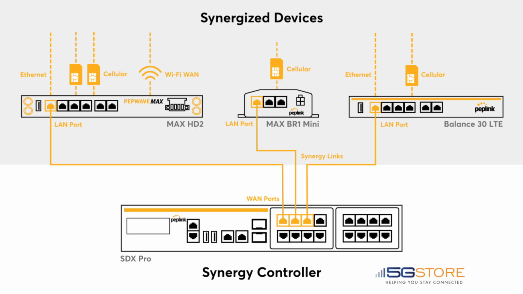Peplink's Synergy mode allows you to use multiple routers as one. This requires one Peplink router with an active care plan to act as your Synergy controller. This will be your main router that all secondary routers will connect to. These secondary routers are known as the Synergy devices. The first one you connect does not need a care plan, but any additional devices will. The connection between these routers is known as the Synergized link.